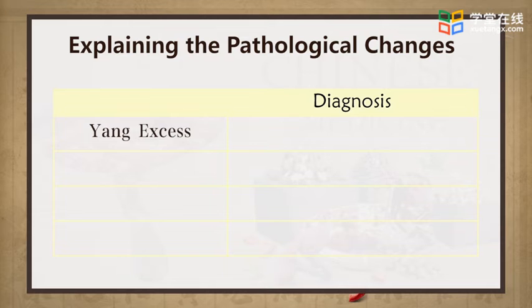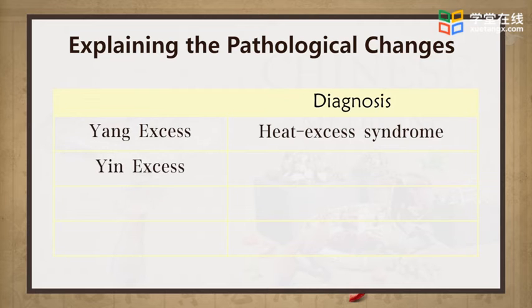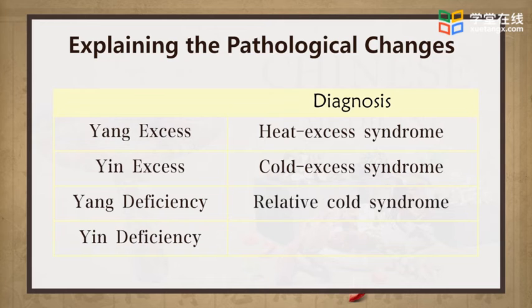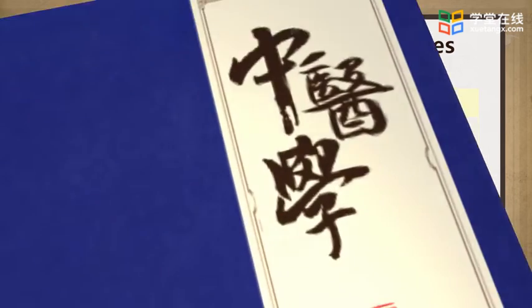Generally speaking, yang represents energy. It can induce excessive heat if there is excessive yang in our body. For this kind of condition, we call it heat excess syndrome. Excessive yin can induce excessive cold, which is called cold excess syndrome. In some different conditions, yang or yin may be deficient. Deficient yang would induce a relative cold syndrome, and deficient yin would induce a relative heat syndrome.